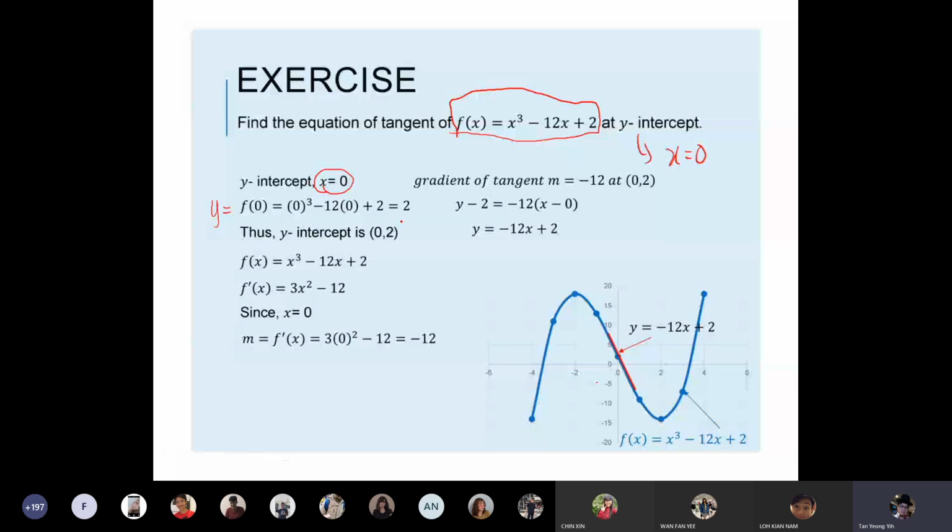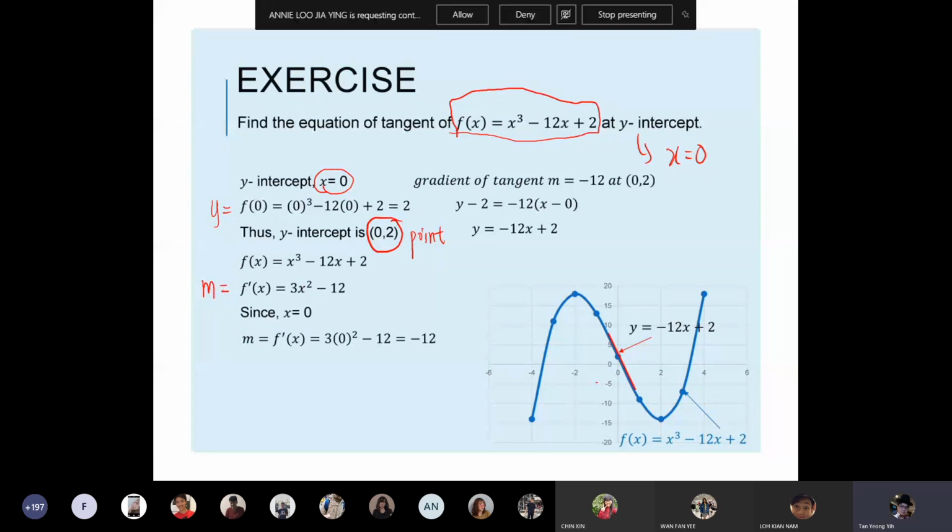Now we have a point, 0 and 2. We need this point to find the c. Now after that, to find the m, we need to differentiate. So step 1, you find the point. Step 2, find the slope. How to find the slope? Differentiate. Differentiating this, we have 3x squared minus 12.